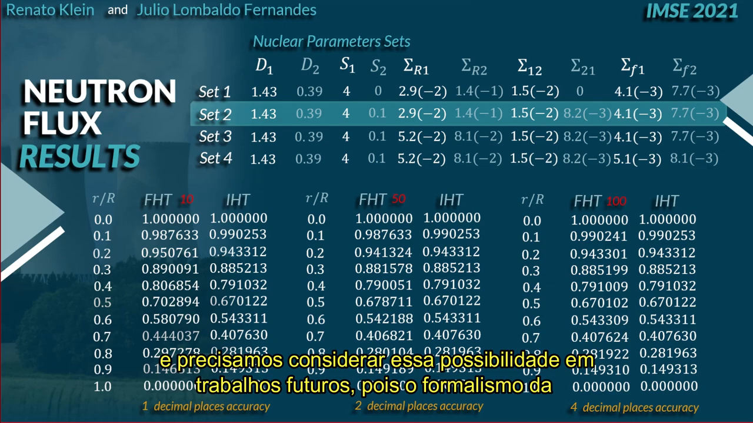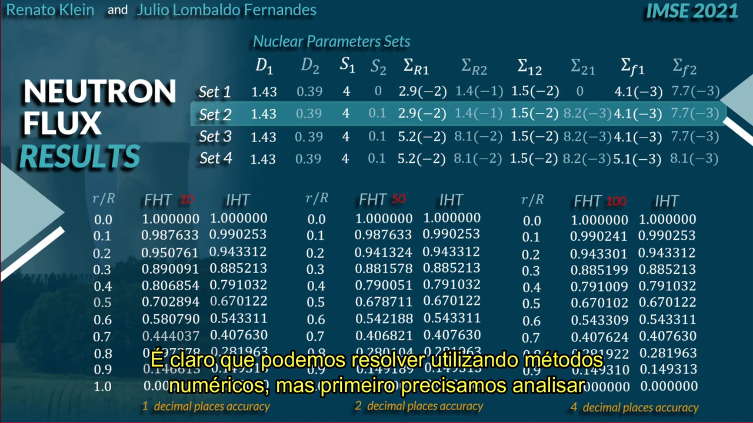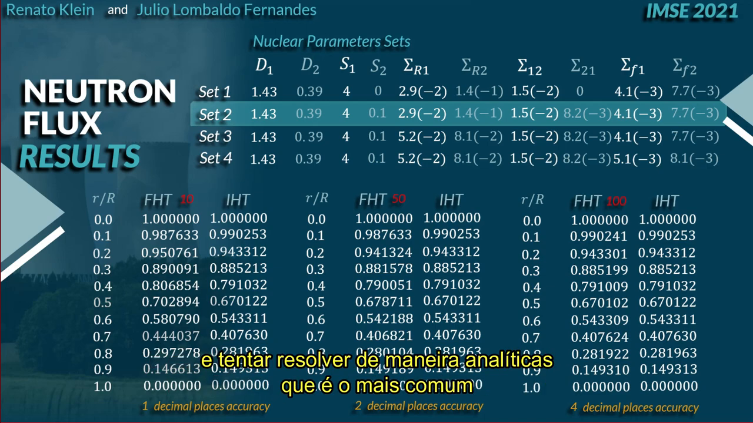And the formalism for the Hankel transform in cylindrical coordinates shows us a good idea, showing that it's a good method to understand this problem. Of course, we can solve these as numerical problems, for example, using a numerical method. But first, we need to analyze and take an idea, an analytical idea, that is this one.